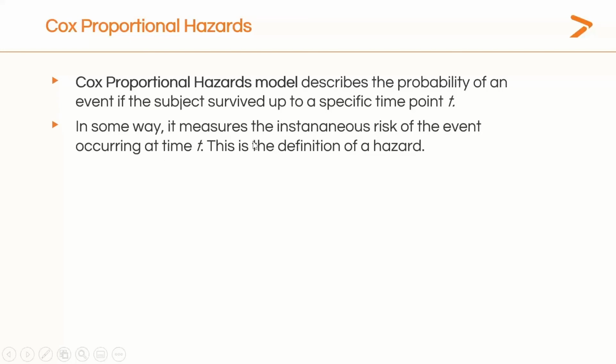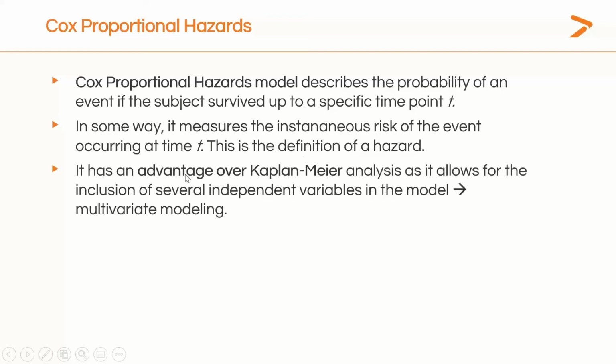In some way, it measures the instantaneous risk of the event occurring at time t, and this is the definition of a hazard. It has one big advantage over Kaplan-Meier analysis, as it allows for the inclusion of several independent variables in the model. So we're able to run multivariate modeling using Cox proportional hazards. This is how we write down a Cox model.